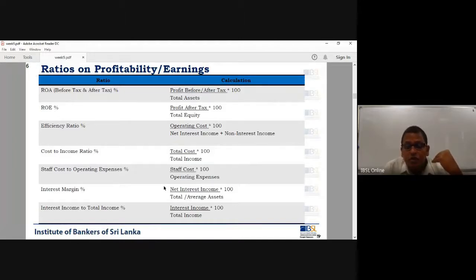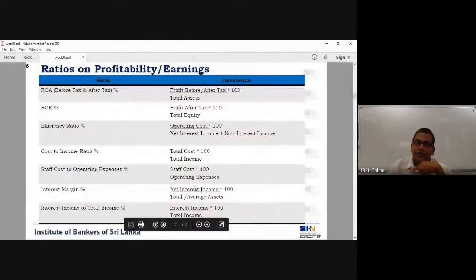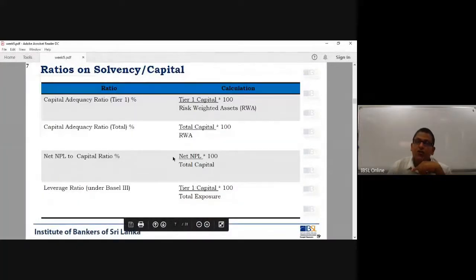So interest income to total income ratio, what we are doing is interest income divided by the total income and multiplied by 100. So these are the ways we are calculating ratios on profitability and earnings. If you have any questions on these ratios and profitability, you can ask. Any questions? Okay, then we will move to the ratios on solvency or capital ratios.